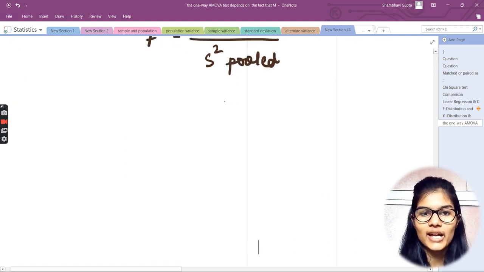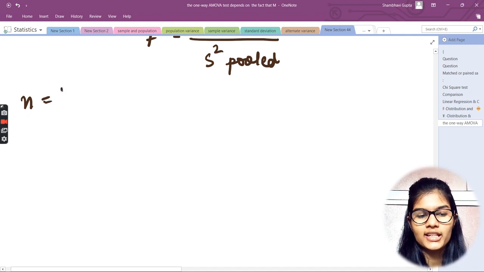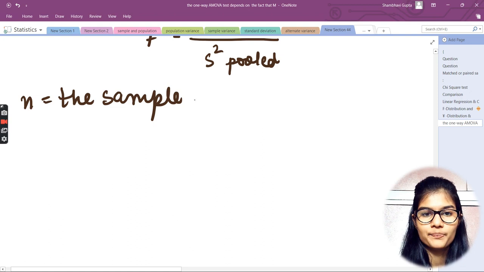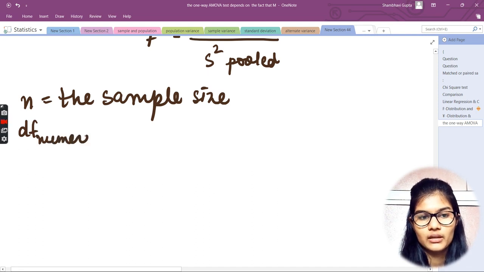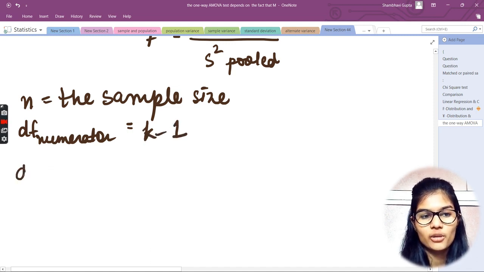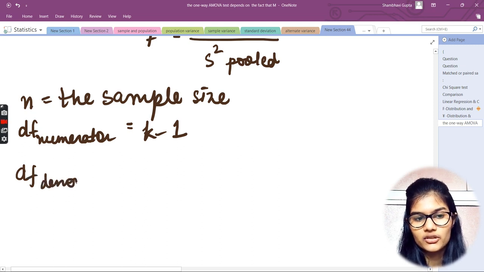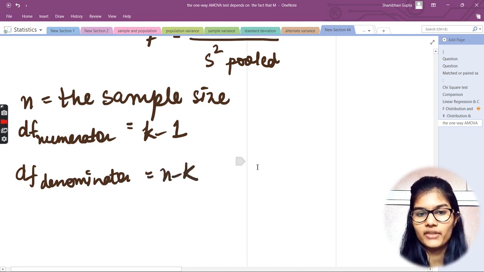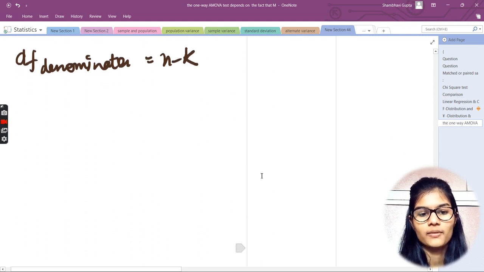Now, what are these parameters? N is the sample size, first of all. Secondly, we have DF numerator. That is equal to K minus 1. Then we have DF denominator. That is equal to N minus K.